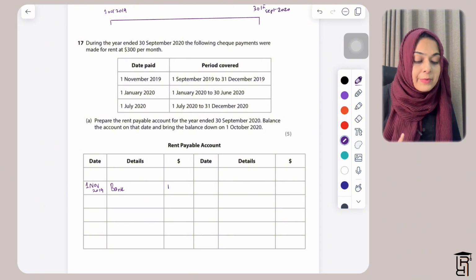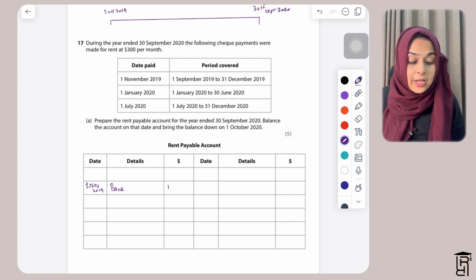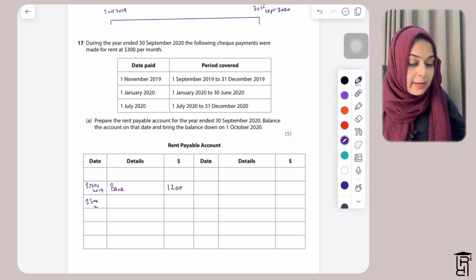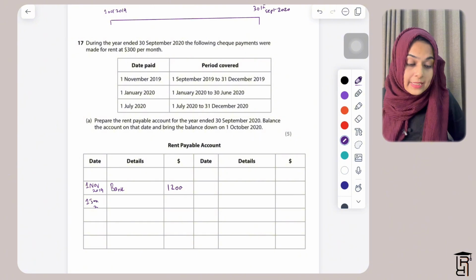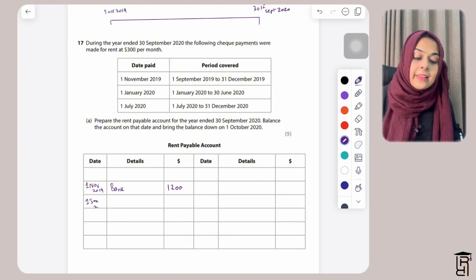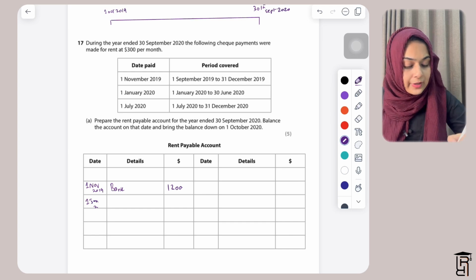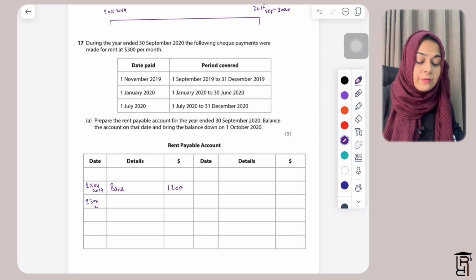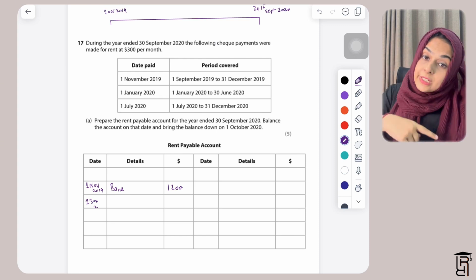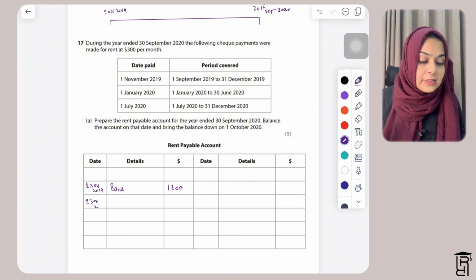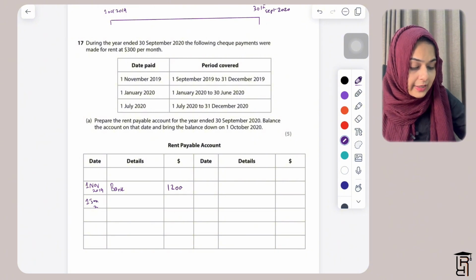Then we have another payment. January to June is 6 months. So I'm going to write here 1st January 2020, bank again, and 300 into 6 is going to give me 1800. Again, the third payment on 1st July 2020 is for the period of 1st July 2020 to 31st December 2020, which is again 6 months. So 6 into 300 again is 1800.